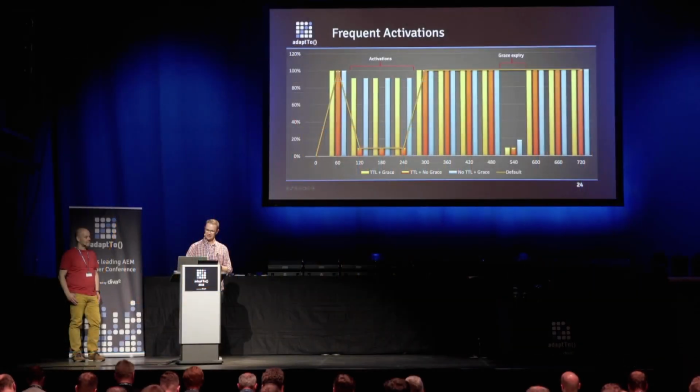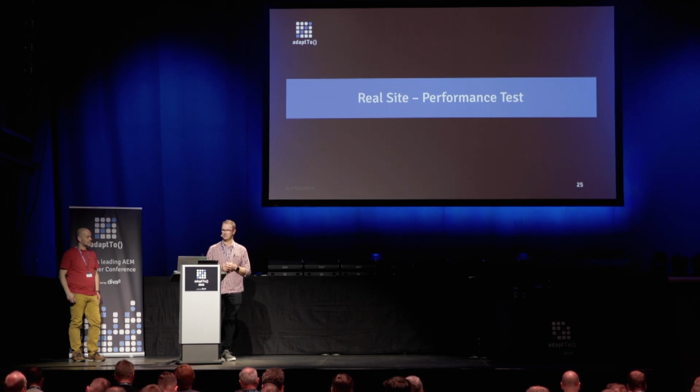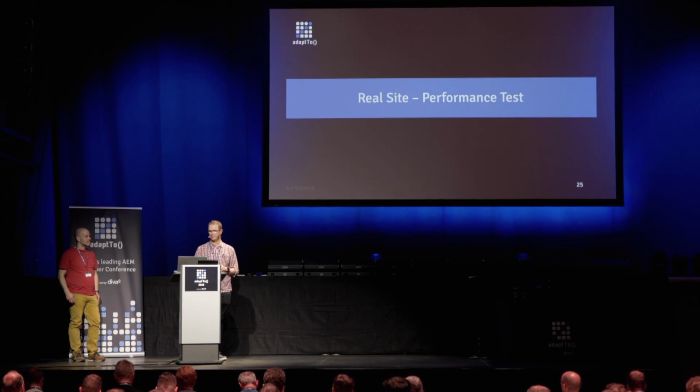But we wanted to see what this actually looks like when we run some performance tests on a real site. We didn't use a sample site, we used a real site with many pages. For the purpose of this test, we used 42 pages from the site. We had random activations happening every 15 seconds. And we ramped up until we got to a request rate of about 250 to 300 requests per minute.